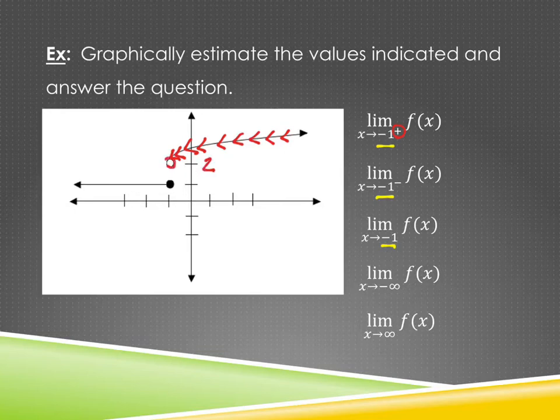At this open circle is approximately, so we're looking for approximately, at -1, 2. We're getting really close to the y value of 2. So this limit is 2.